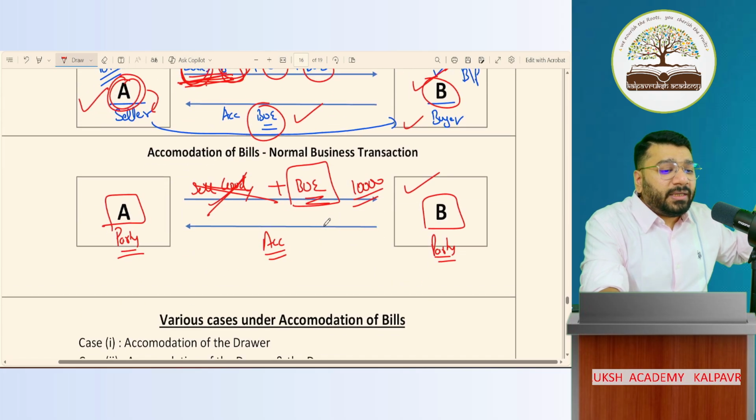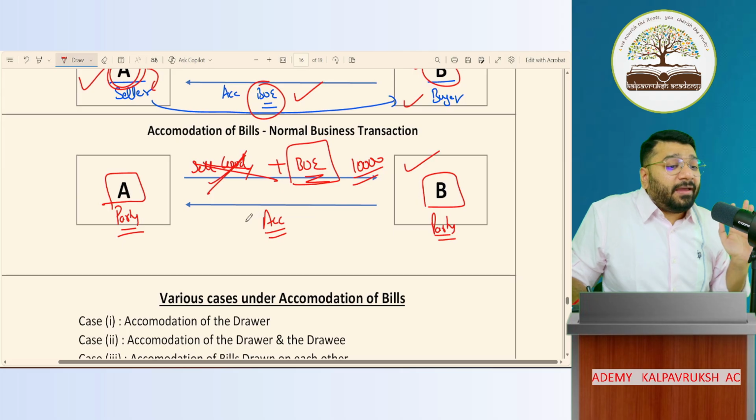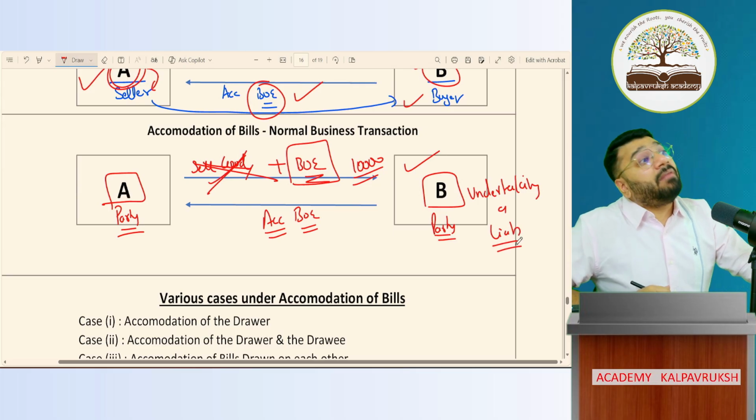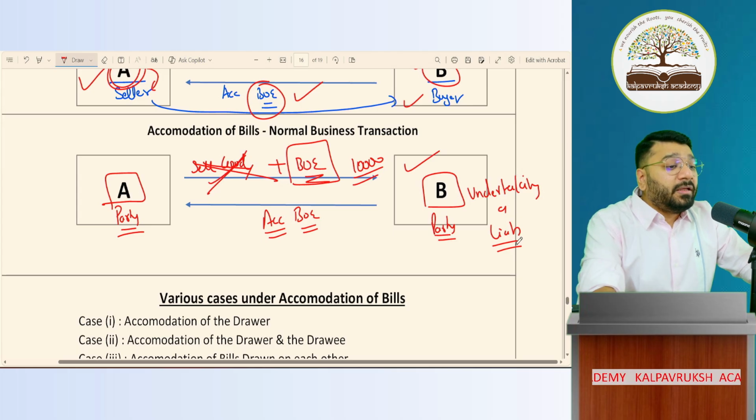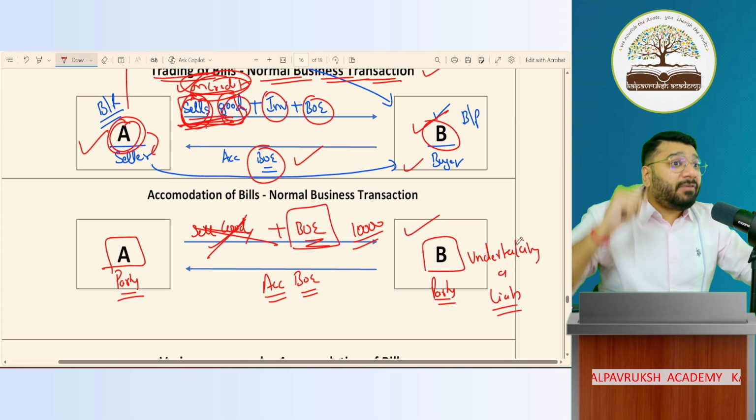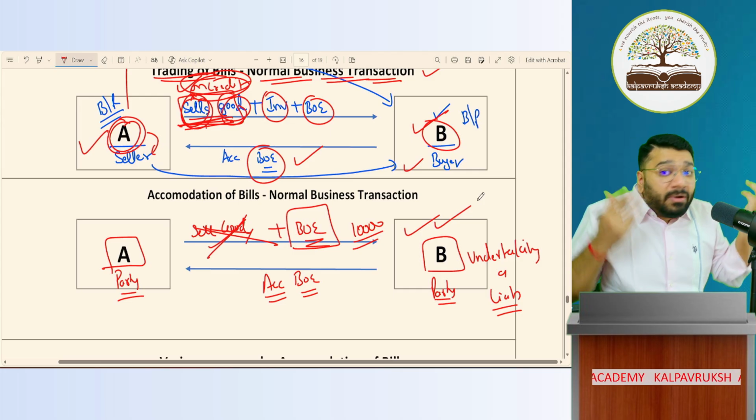But don't you think something is wrong here? B, who has not enjoyed any product, is telling A, no problem, I will accept the bill of exchange. Means what? He is undertaking a liability. What liability? If A by chance gets the bill discounted from the bank, the banker will present that bill to whom? B. Then who will make the payment to the banker? B has to make the payment to the banker. But why is B making the payment?